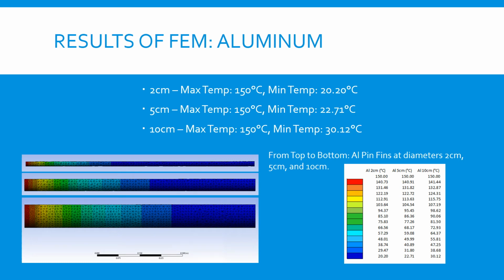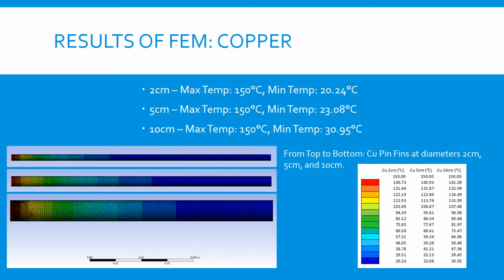The aluminum results are shown. The plots have the same length scale but different temperature scales based on the min and max for each diameter. The minimum end temperature for the 2 cm diameter fin on the top is 20.20 degrees Celsius. For the 5 cm fin in the middle is 22.71 degrees Celsius, and for the 10 cm fin is 30.12 degrees Celsius.